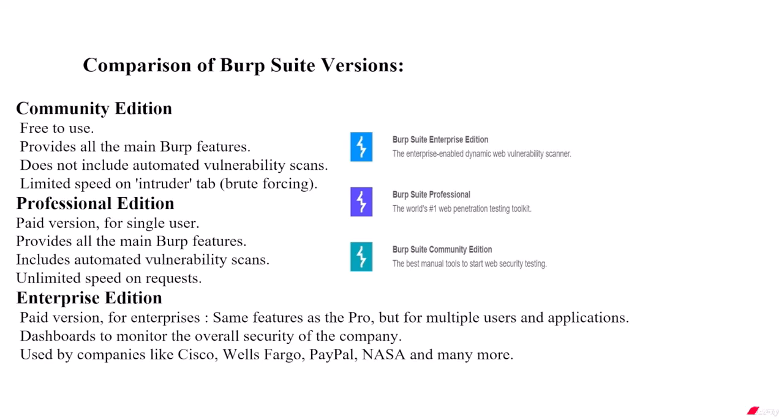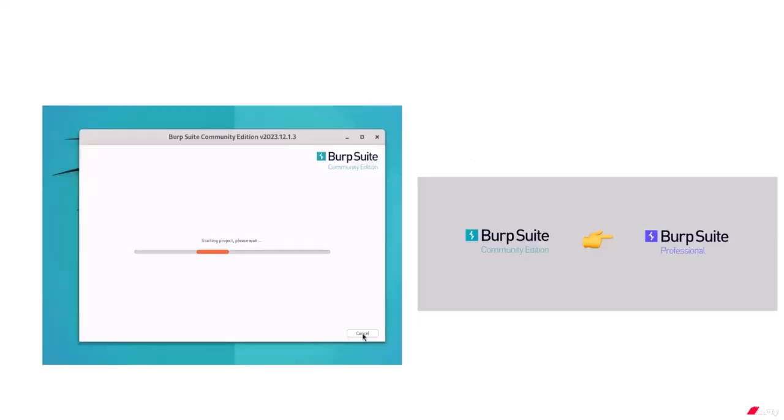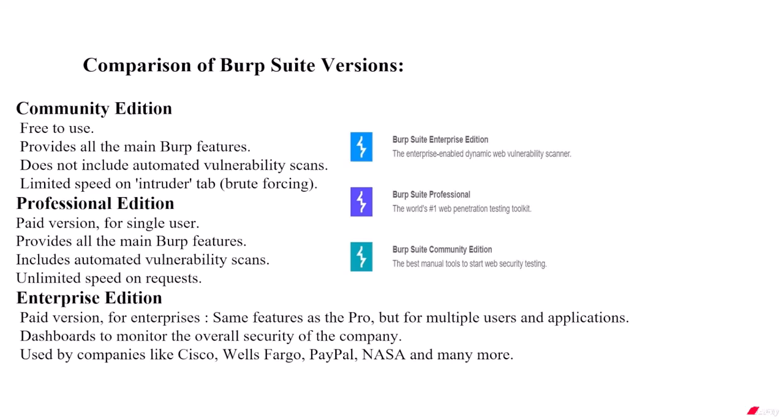First, we have the Community Edition. This edition is free to use and includes all the essential Burp functionalities. This is a great starting point for beginners, but it does have some limitations. It doesn't include automated vulnerability scans, and the speed on the Intruder tab is very limited. That's why we'll use the Professional Edition for this course.